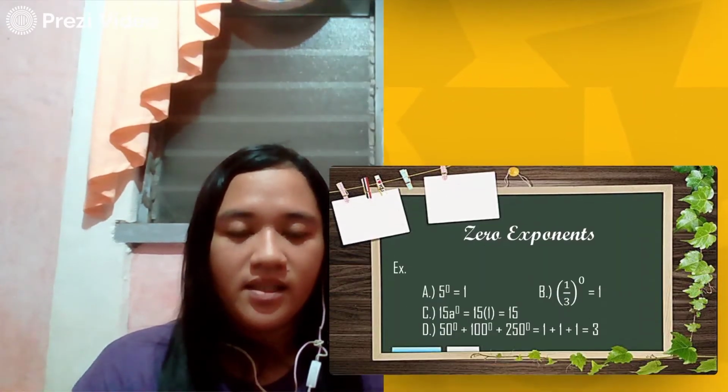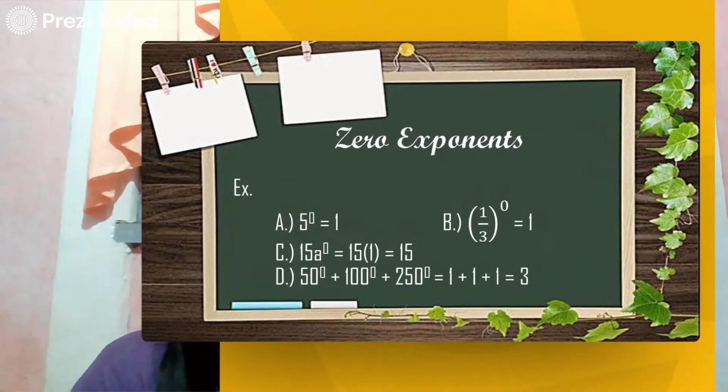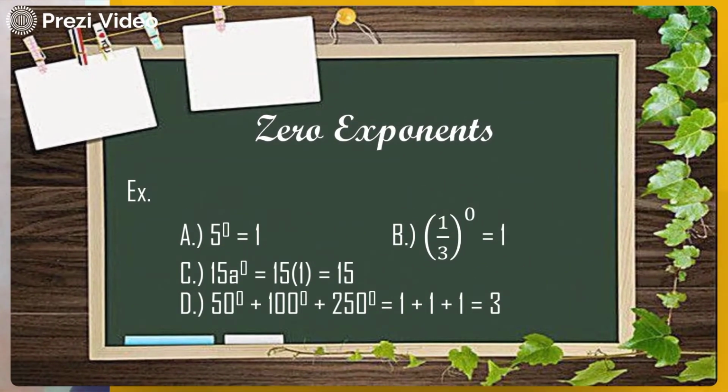Let's try this. We have 5 raised to 0. As stated in our definition, any number raised to 0 is 1. Another, we have the quantity 1/3 raised to 0. Still, the answer is 1.